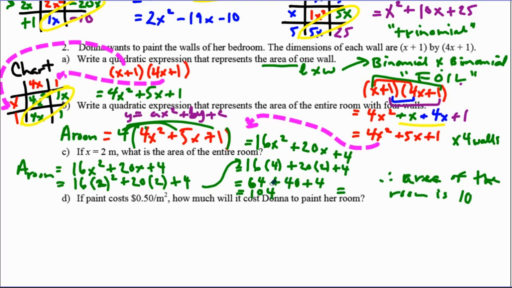Oh, I think I made a mistake here. 64 and 40 is 104, plus 4 is 108. 108 meters squared. I promise you I'm not this bad of a writer. For some reason the pen's not working great. Okay, so then we need a cost equation. So it's asking us what will be the cost if it's the area times the rate.